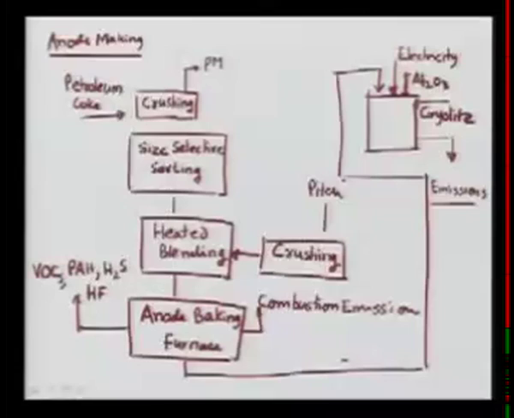So let's have a look, we need to have the anode making as well. Anode making is an integral part of aluminum production. What we will discuss here is the flow sheet that you see here. I'll go over this flow sheet to explain what anode making really means. As you can see, the anode is made of carbon, so we start with the petroleum coke that we get from the refineries.